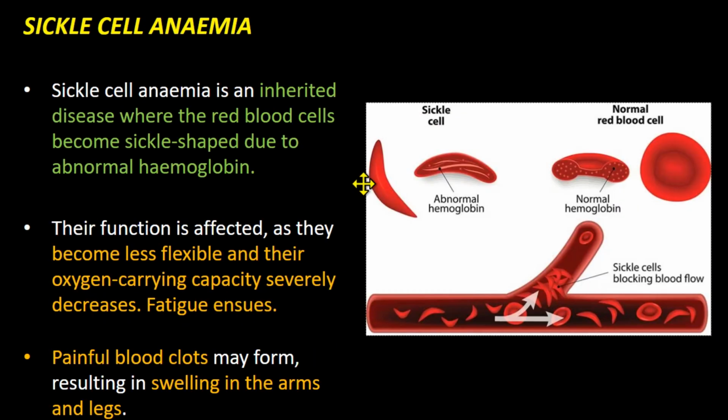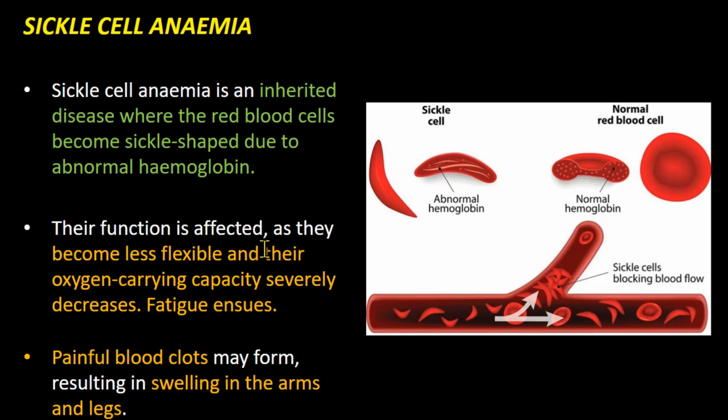Sickle cell anemia is an inherited disease where the red blood cells become sickle-shaped due to abnormal hemoglobin. Remember, this here is the typical biconcave structure which facilitates easy or rapid diffusion of oxygen, but it also helps to store that oxyhemoglobin after the oxygen has bound to hemoglobin. But the sickle cell, on the other hand, has a lot of issues doing that.